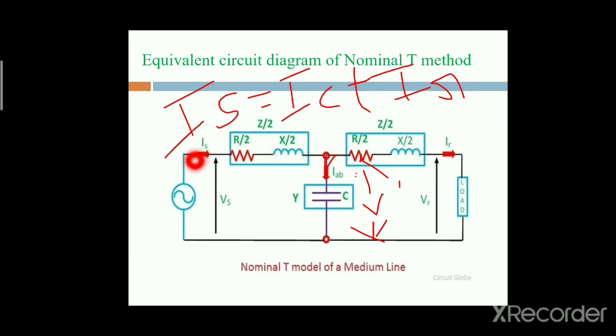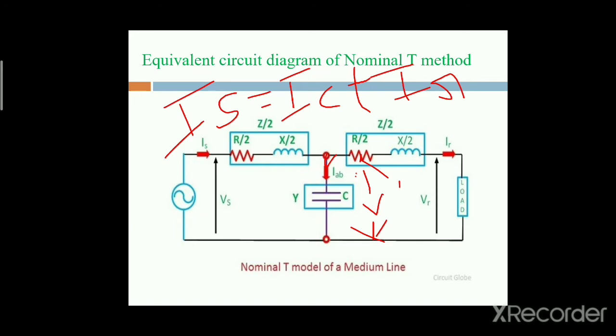Okay, what is the entering current? The entering current is IS. What are the leaving currents? They are IAB plus IR. IAB is equal to IC.